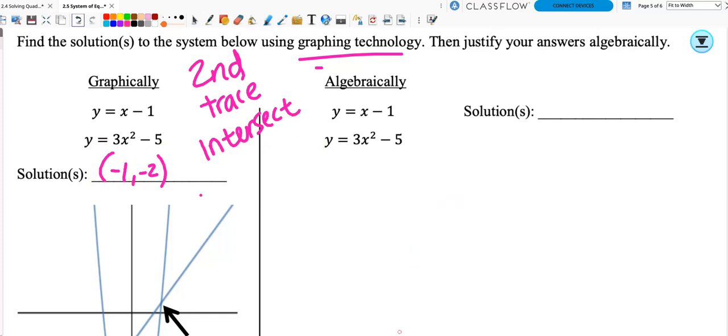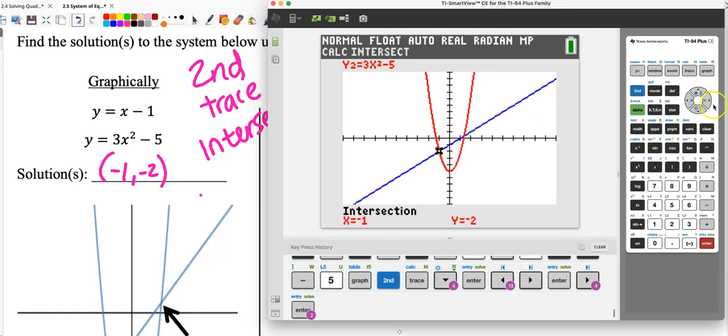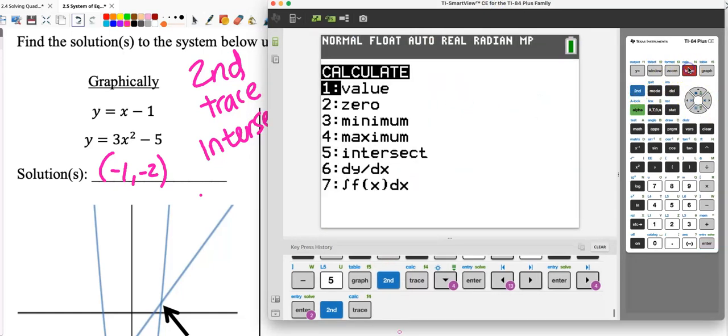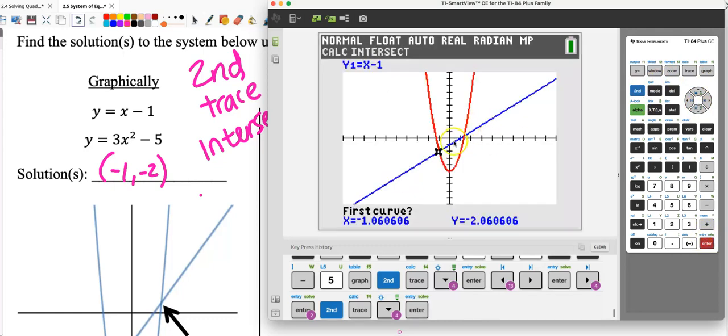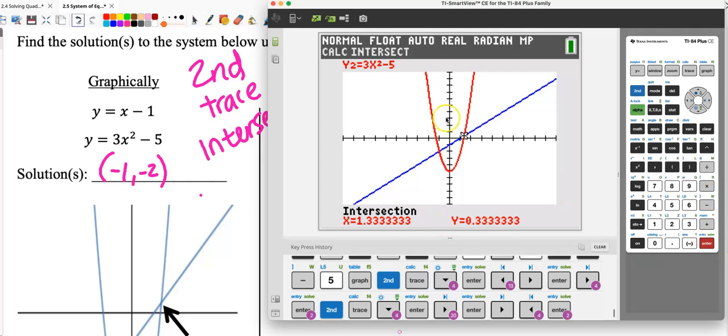To find the other one, I'm just going to hit the same buttons again. So second, trace. I'm going to find the intersection. But this time I want to put a blinky dot using the right arrow closer to this one. So get close to it, hit enter. The blinky dot will bounce to the other one. Just get close to it and hit enter, and then hit enter one last time. Boom, there is our answer.